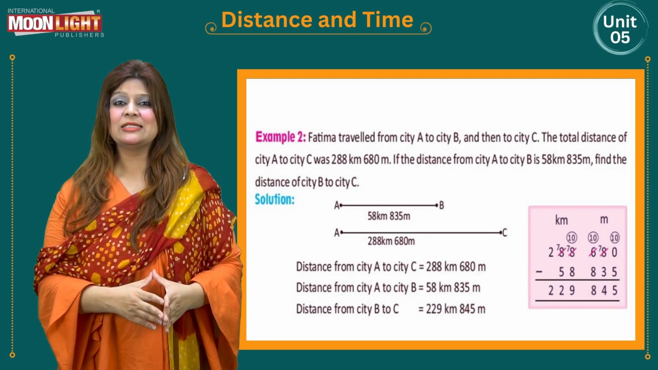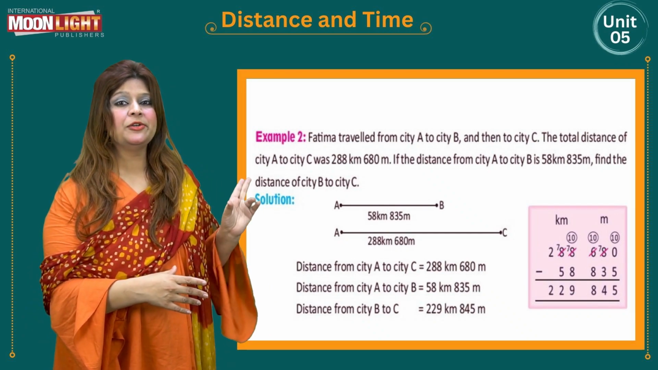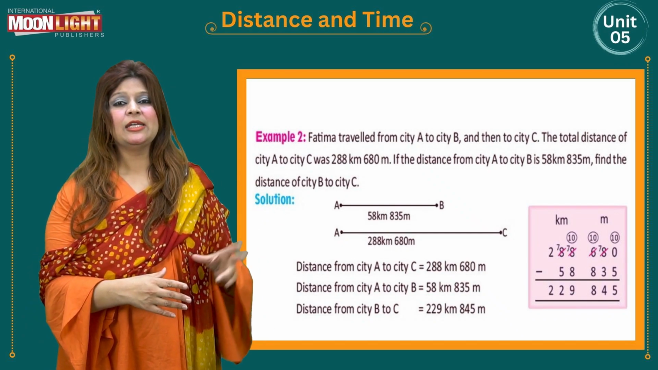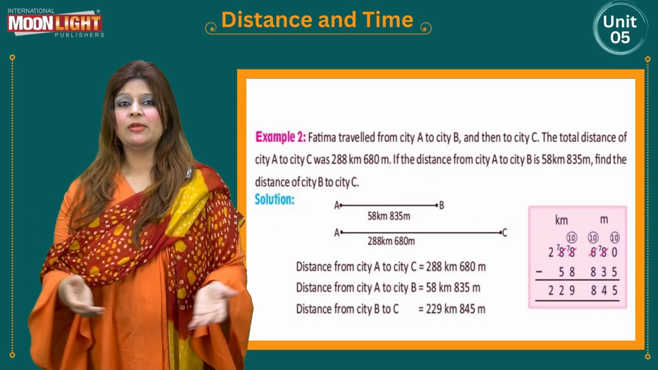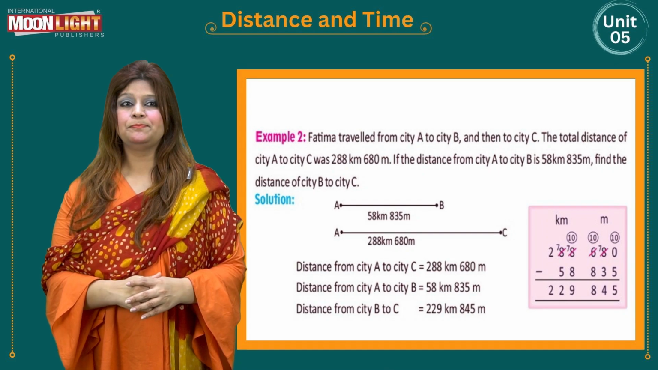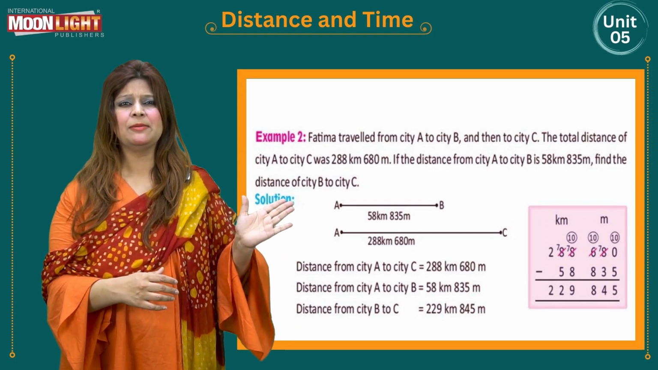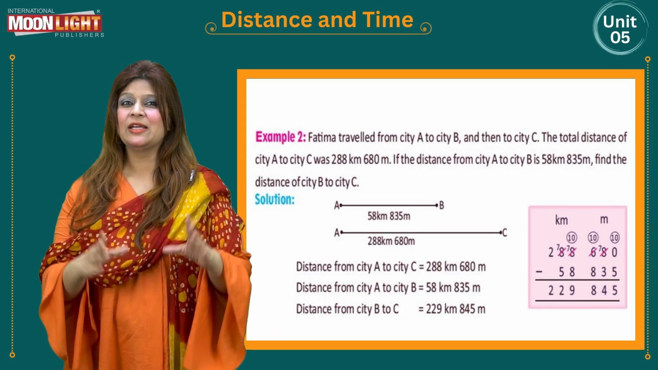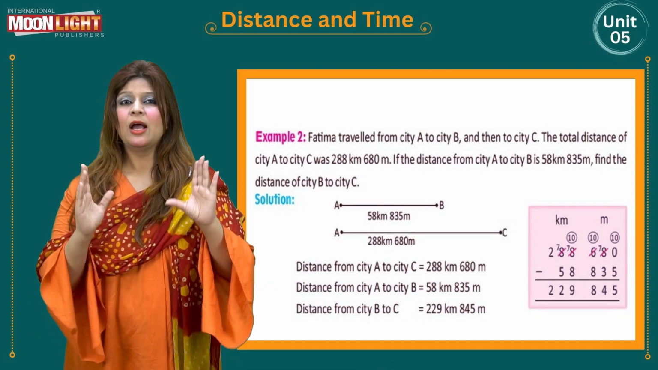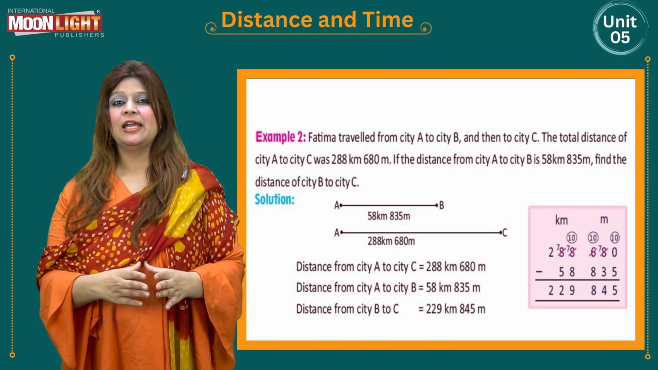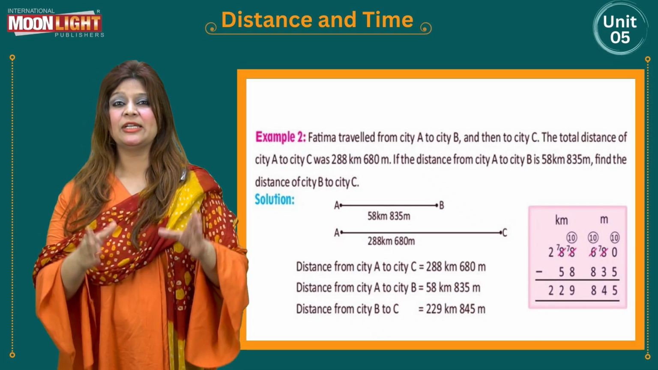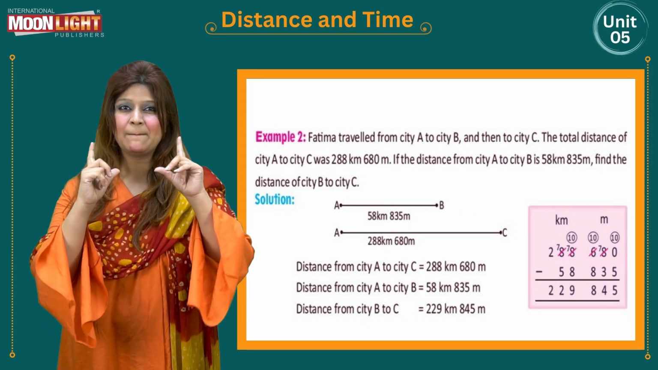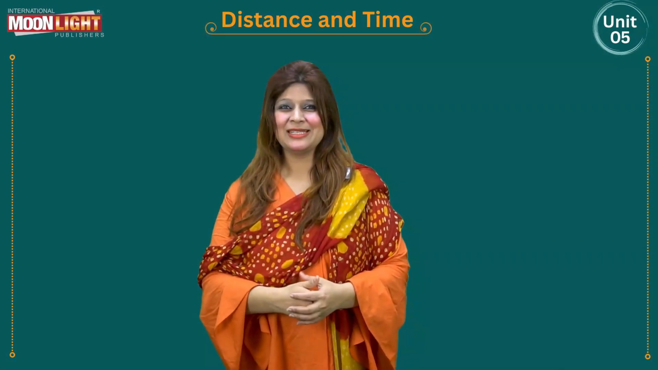So I have my final answer, 229 kilometers, 845 meters. So I can write in a complete statement that the distance from city B to city C is, instead of the equality symbol I will write "is", and then I will write the same numbers again, that is 229 kilometers, 845 meters. Hope this process is easy, guys.